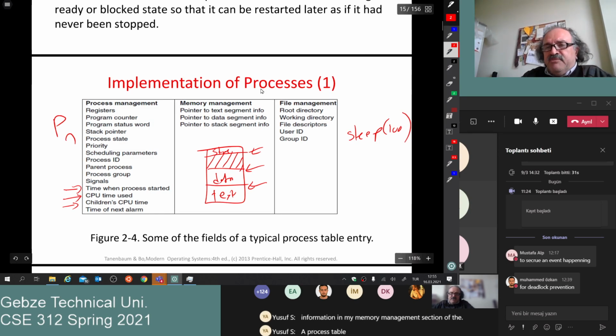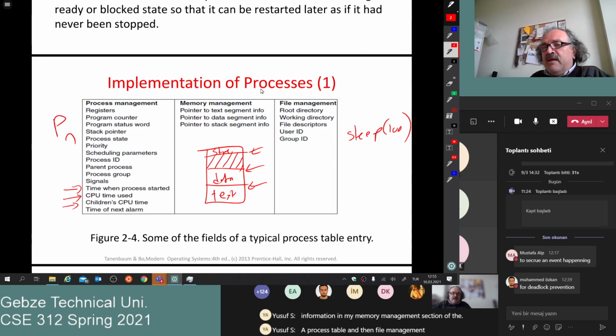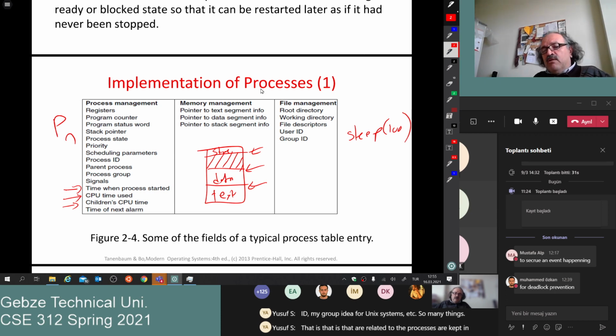And then file management. I need my root directory. Where is my root directory? Where is my working directory? My open files, their file descriptors. My user ID, my group ID for Unix systems, and so on. So many things that are related to the processes are kept in this table, and this table is very long.